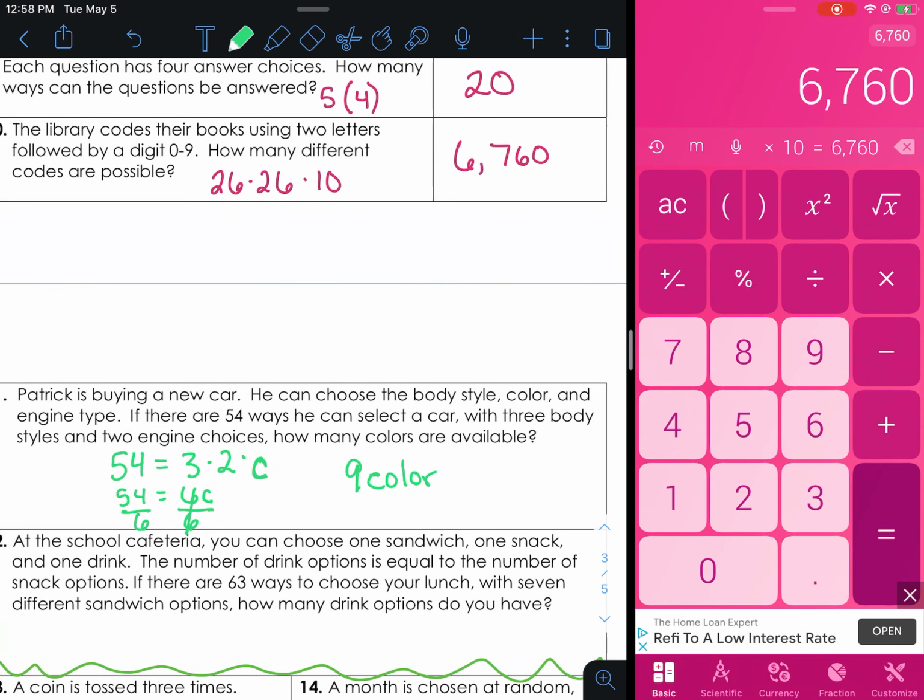Okay, our next one here says at the school cafeteria you can choose one sandwich and 1 snack and 1 drink. The number of drink options is equal to the number of snack options. If there are 63 ways to choose your lunch and 7 sandwich choices, how many drink options do you have?